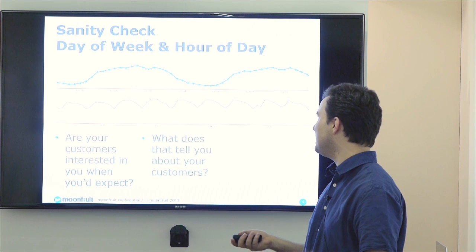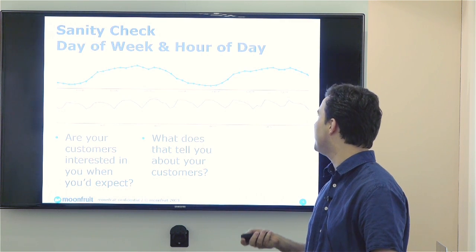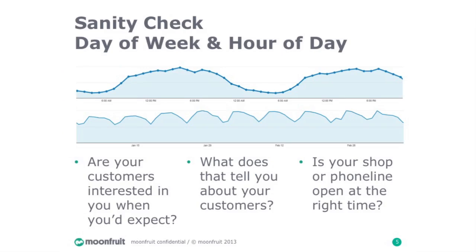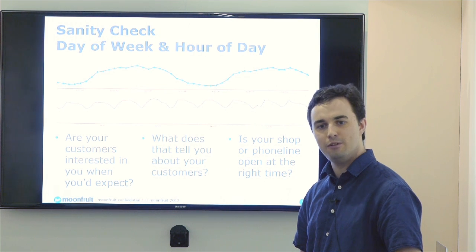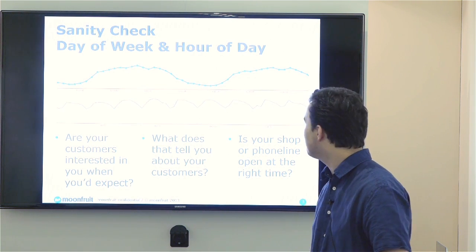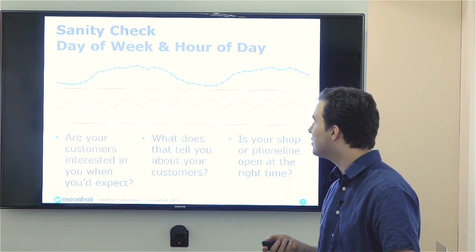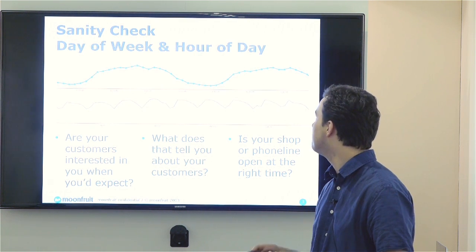So for that reason, ask yourself, if you've got evening or weekend people, and you have a shop or a phone line, are your opening hours correct? If you're seeing a spike of interest at about 7 p.m. on your website, are there people who might actually prefer to phone you? Do you have a phone line open at that point? It's just a very good practical question, a useful sanity check to start off with at the very highest level.